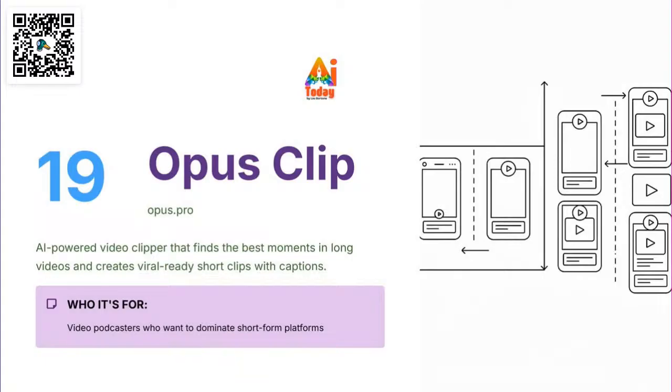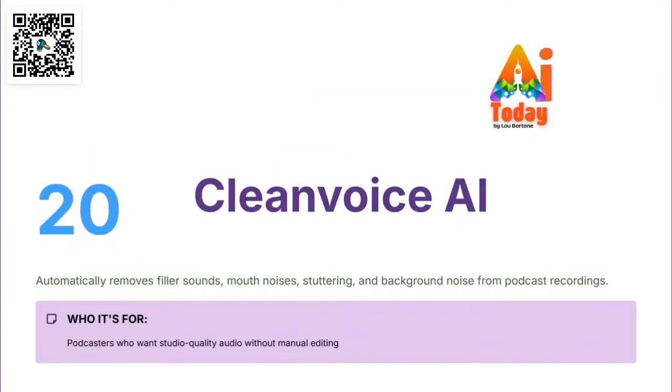All right, we are still under 20 minutes, so let's keep moving. Number 20 is Clean Voice AI. This one automatically removes filler sounds, mouth noises, stuttering, background noise. It never fails that the minute you start recording your podcast, the guy next door starts blowing his leaves or mowing his lawn or something. Not now, because it's like 2 degrees here in New Hampshire, but Clean Voice will take out all of that background noise, and that way you don't have to do a lot of manual editing.